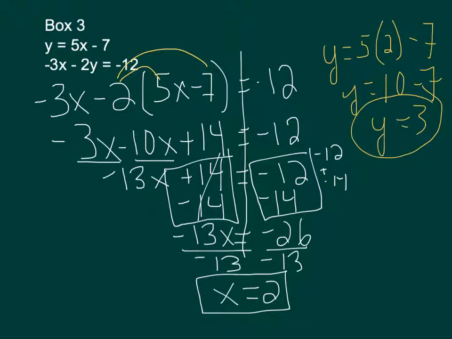So those are our two answers. X is 2, y is 3. So now we can write that as an ordered pair. I always put the x first and our y second. That's our final answer. Remember to pause this if you need it, or rewind to anything you didn't understand. If you still don't understand, raise your hand and ask me questions. Don't just copy this. Make sure you understand what you're copying.